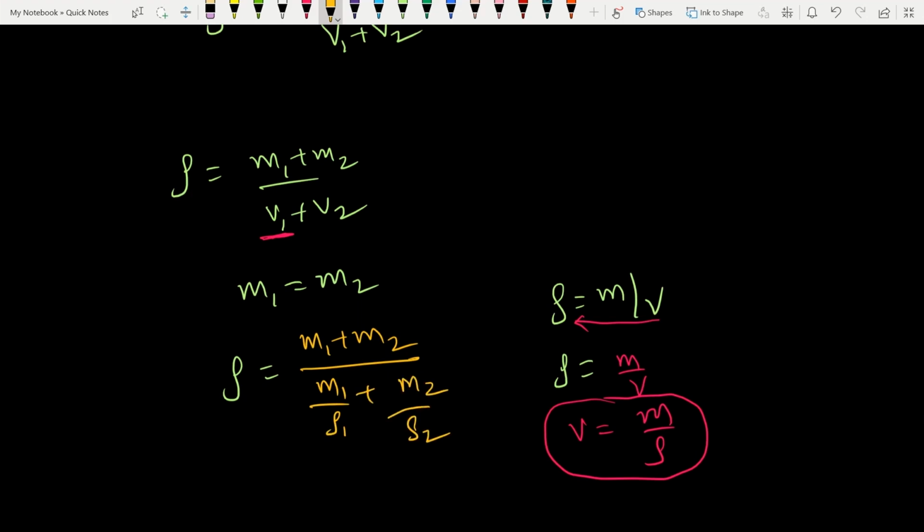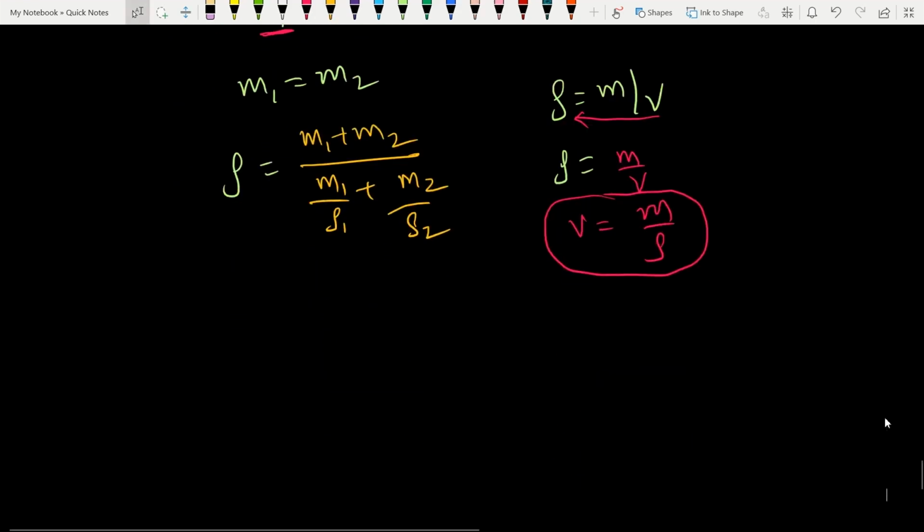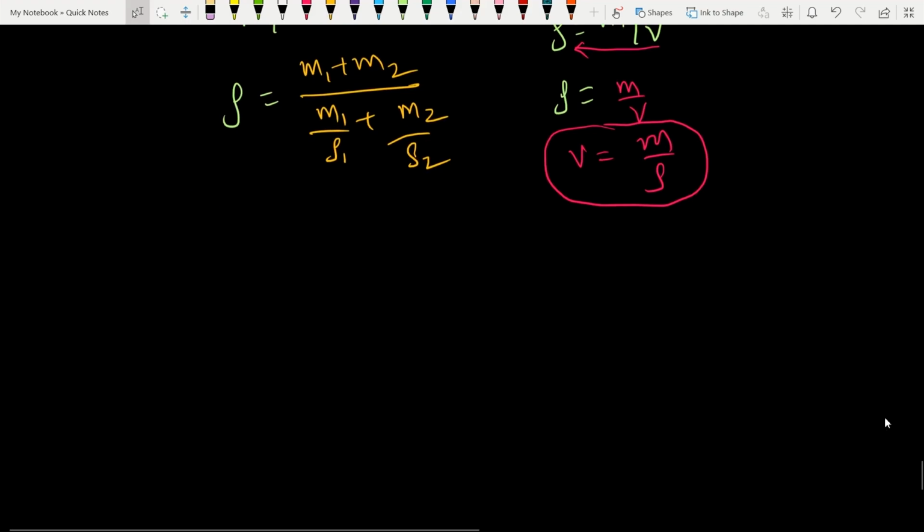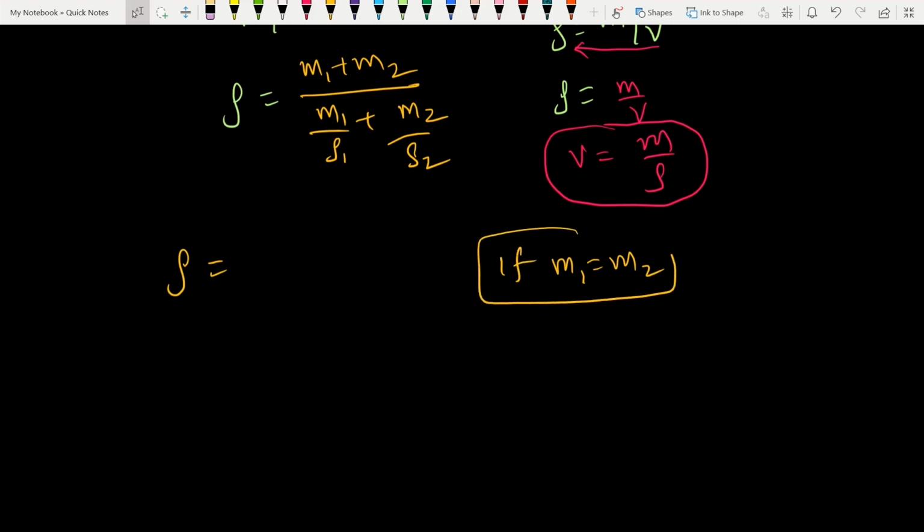So here you can take m common, and now you can take a. You can take rho equal to... so we know masses are equal, m1 equal to m2. If m1 equals m2, how will the formula become? That is nothing but m, you can consider.